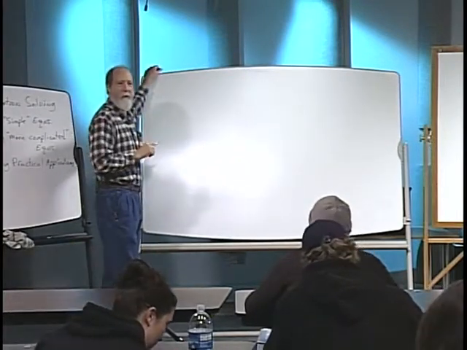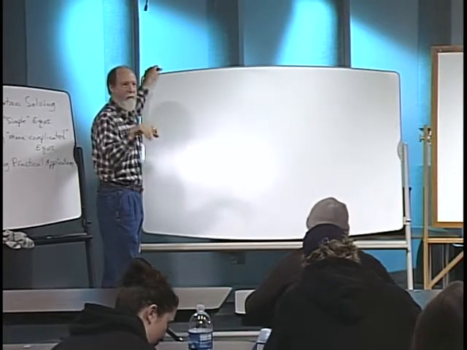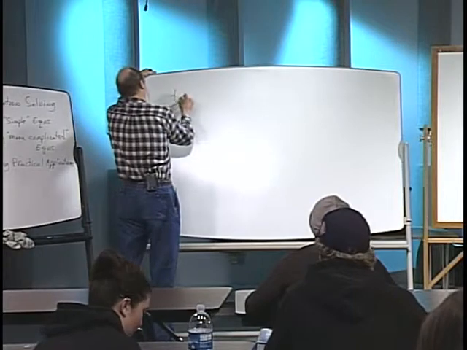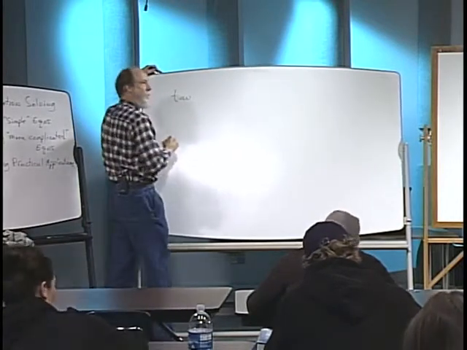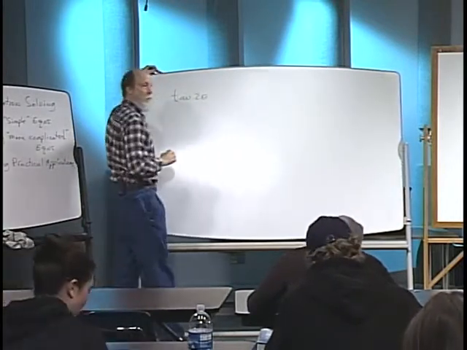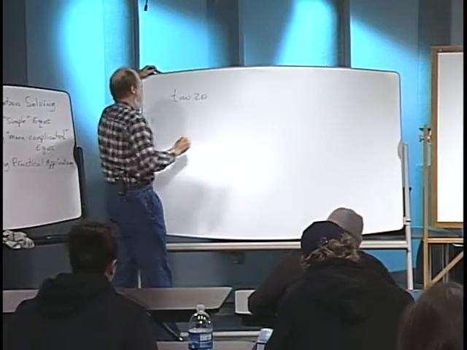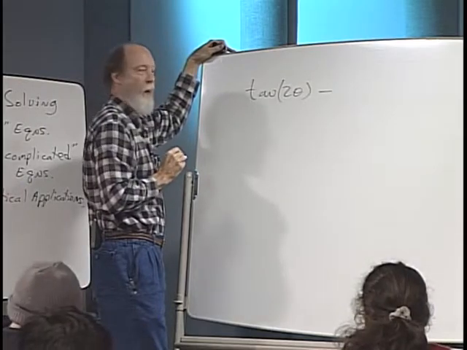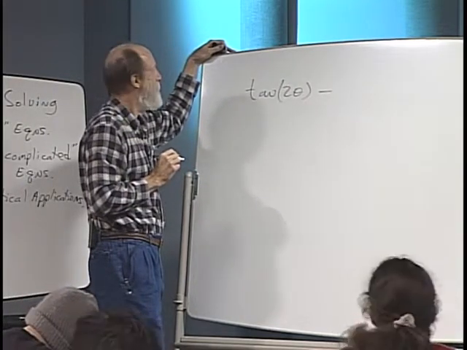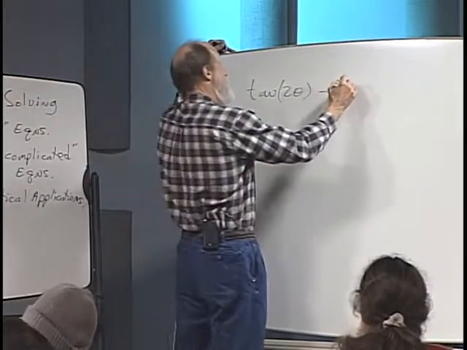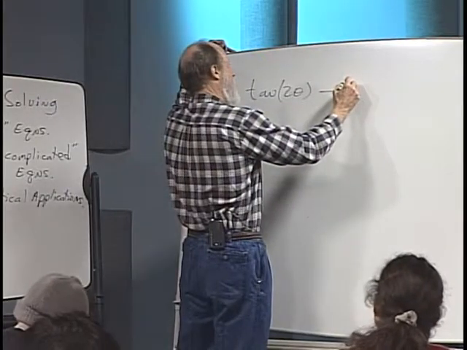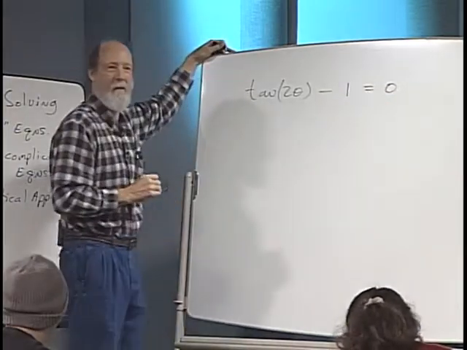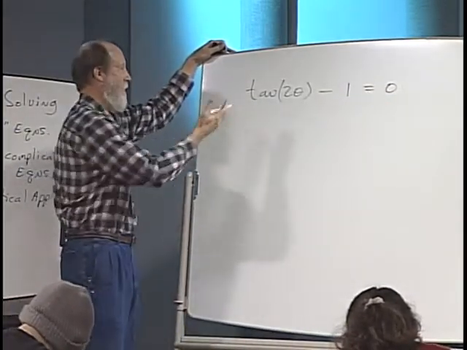What trig function do you want to use? We've got 6 of them available. Tangent, okay? So let's say the tangent of, how about 2 theta minus 1, let's make it real easy, equals 0. Okay? Nice complete sentence, a simple thing.